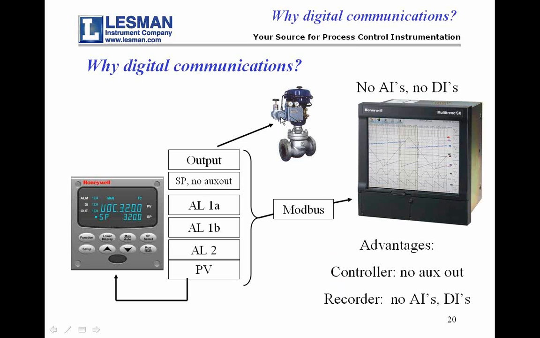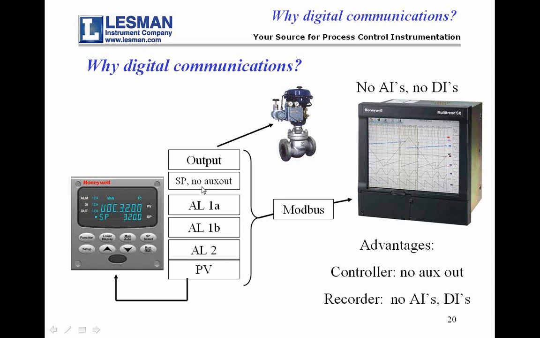I still have all 6 items here. I'm going to use my 4 to 20 output to drive the valve, but I don't have to series it over because the output, along with all the other information, can be transferred via Modbus to the recorder. The big advantage here is that the recorder isn't as expensive because I don't have to have any analog inputs or digital inputs on there.